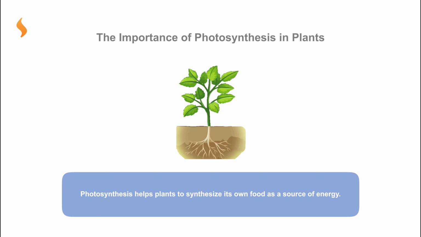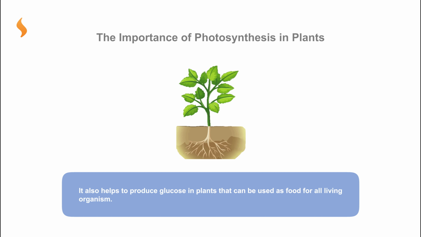Photosynthesis helps plants to synthesize their own food as a source of energy. It also helps to produce glucose in plants that can be used as food for all living organisms. Photosynthesis in plants also helps to maintain oxygen and carbon dioxide levels in the atmosphere.